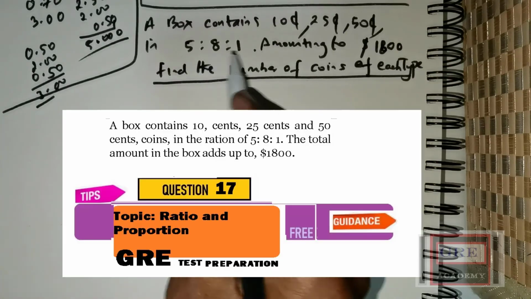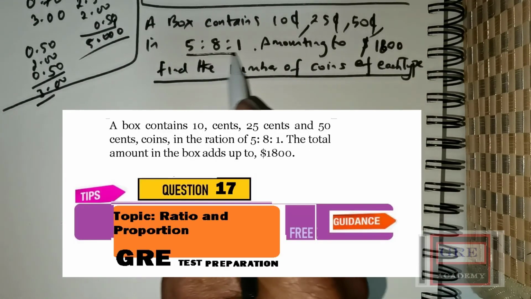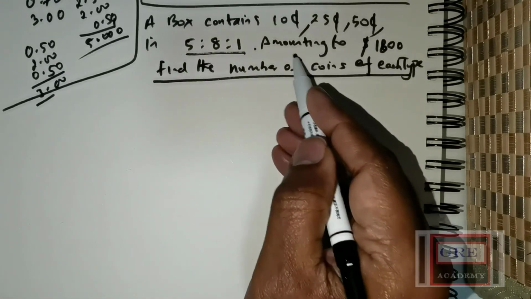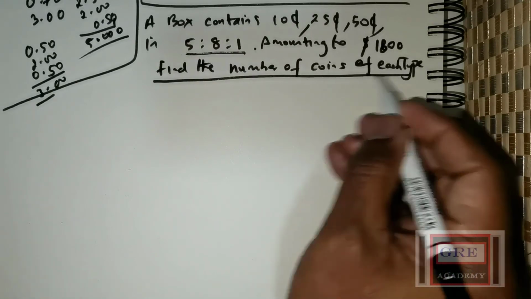We are given this question. A box contains 10 cents, 25 cents and 50 cents coins in the ratio of 5:8:1, amounting to $1,800. Find the number of coins of each type.